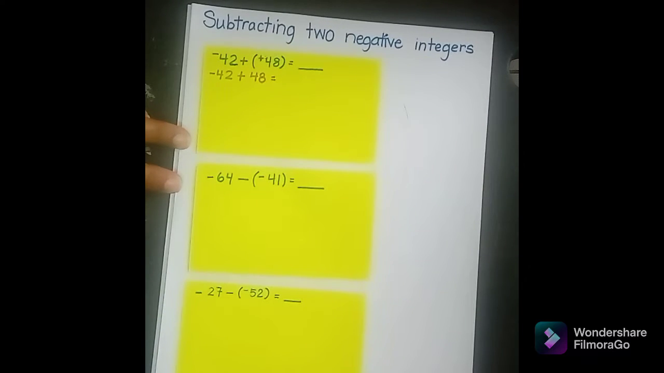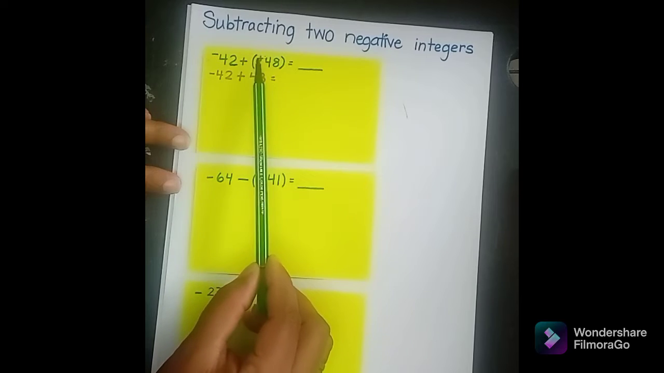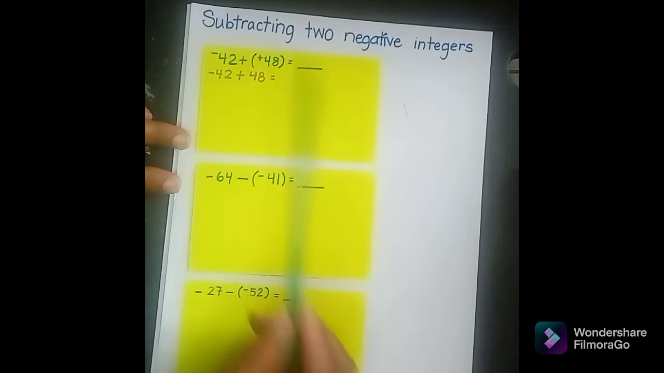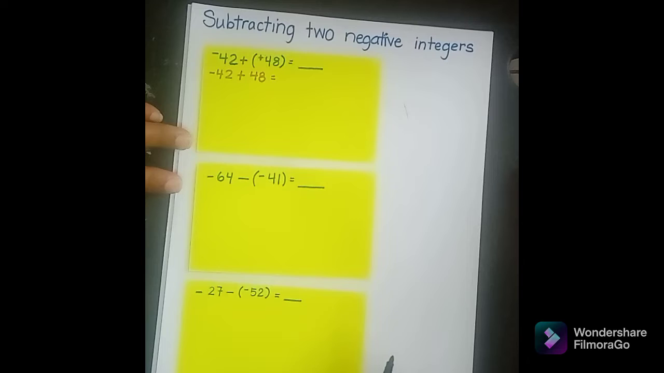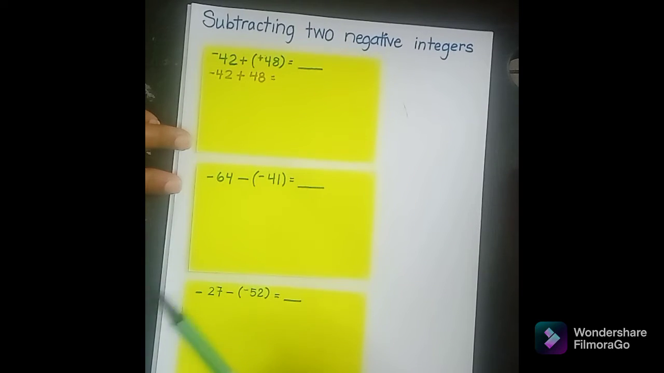So whenever you see two negatives together, you're adding a positive. You just change the two negatives into a positive sign, right? And now our rule says that whenever you're adding or subtracting two different signs, all you need to do is subtract, and you keep the sign of the number with the highest absolute value.